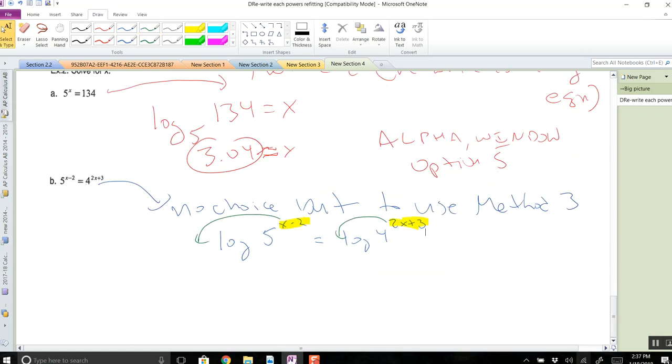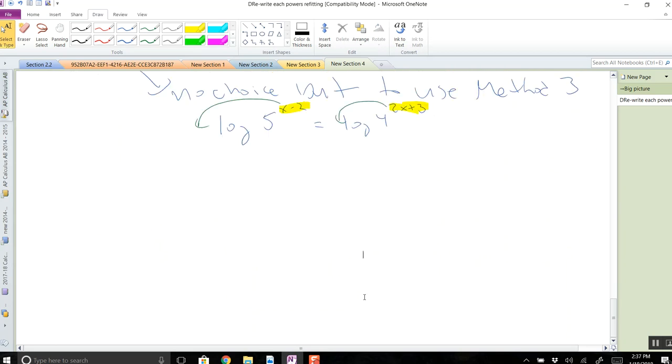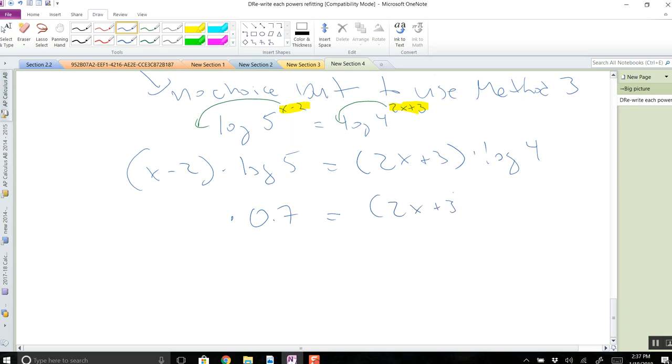By redoing this, here's what we got. x minus 2 times log 5, 2x plus 3 times log 4. You've got to surround them with parentheses, very important. This is one messy. That's 0.7 roughly. I already did this with another class, so I'll just tell you. That's roughly 0.6. I am rounding, just so it's not terribly accurate.